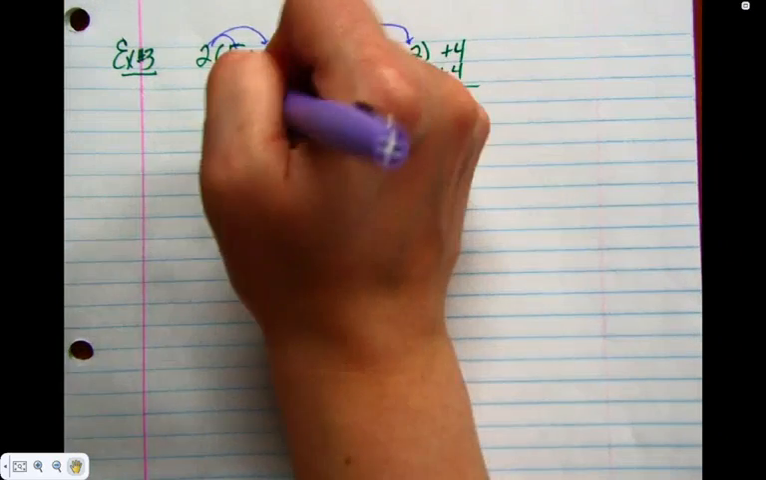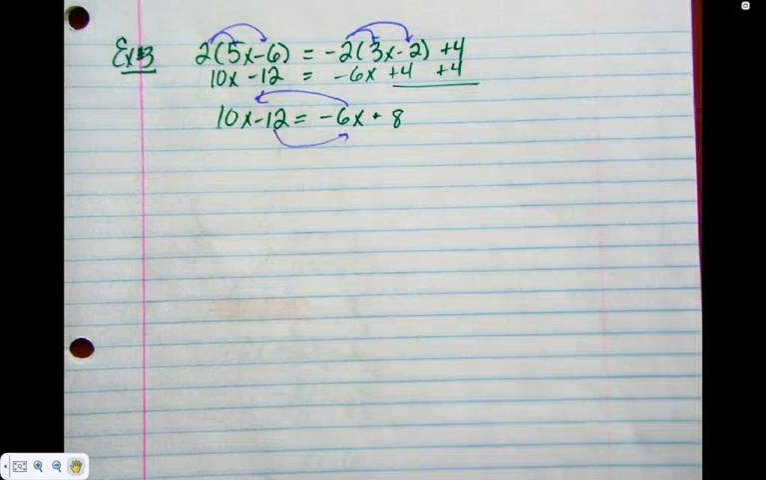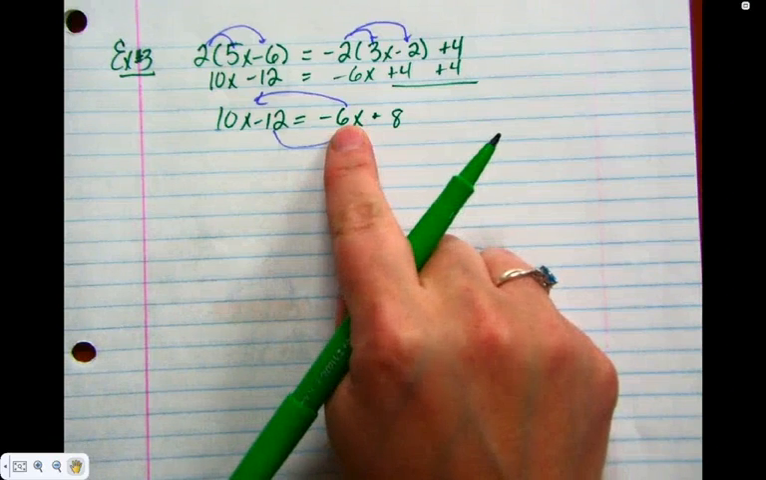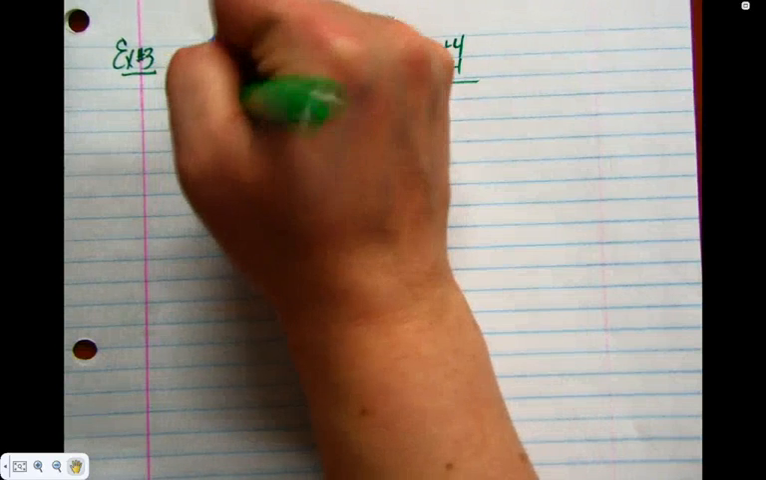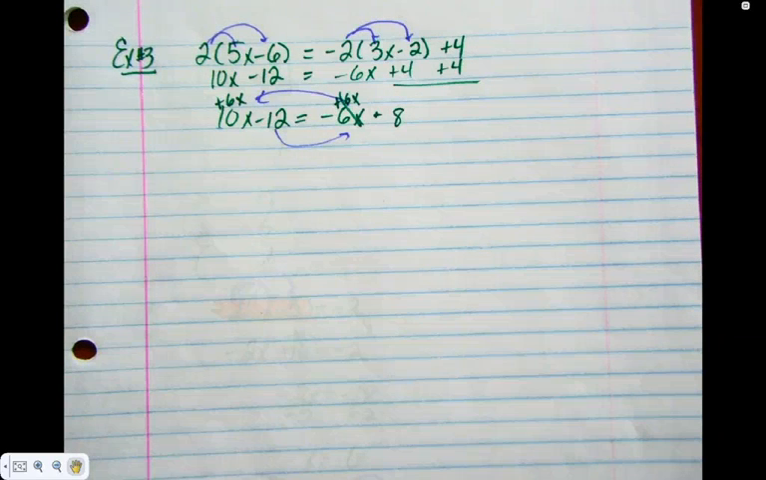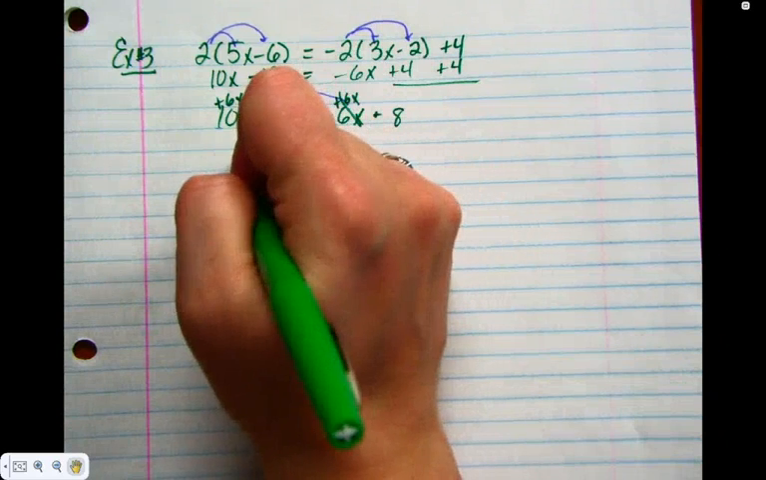The -6x is going to come over, and the 12 is going to go over to the other side. I'm going to do this one in 2 steps because I did the last one in 1 step. If you want to do it in 1 step, you do it in 1 step. What's the opposite of subtracting 6x? Adding 6x. So I've got to combine those x's. I have 6 of them and 10 of them. How many do I have now? 16x.